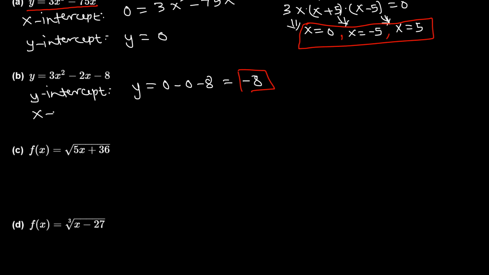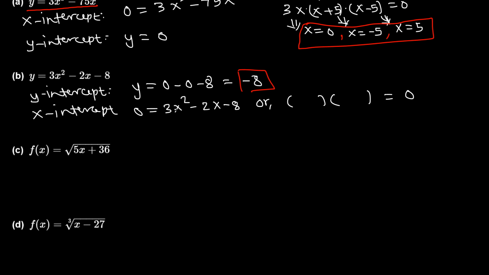So how about the x intercept? We set y equals 0, that means 0 equals 3x squared minus 2x minus 8. Now we need to solve this quadratic equation, degree 2. We factor the right hand side. This is a trinomial, and it should factor as a product of two binomials equals 0. I'm going to write it on the right side.